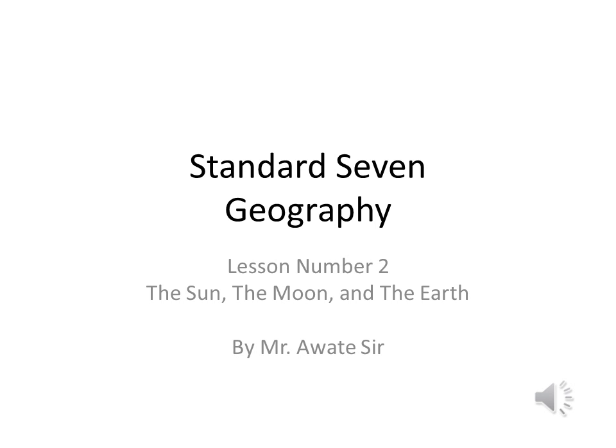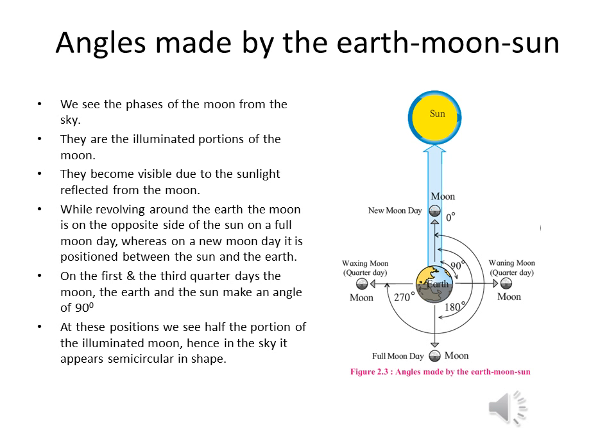Geography, lesson number 2. The Sun, the Moon, and the Earth. Angles made by the Earth, Moon, and Sun.